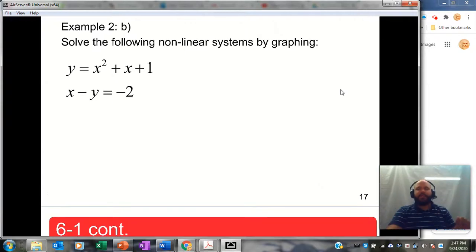So let's try one on our own and see if I can do this. And I'm freehanding. Obviously, I don't have graph paper on here, so we're going to do our best. So you can see we have two equations. The first equation is y equals x squared plus x plus 1. I'm going to use orange for that one. And then the other one is the one that you see right below that, x minus y equals -2. And I'm going to use purple for that.